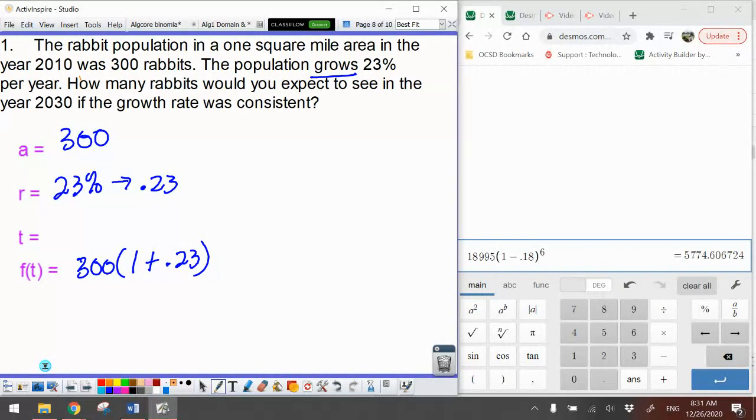And do I know what my time is? Well, they give me 2030. So the one thing I have to realize, if they give me the years, I'm never going to use the years.